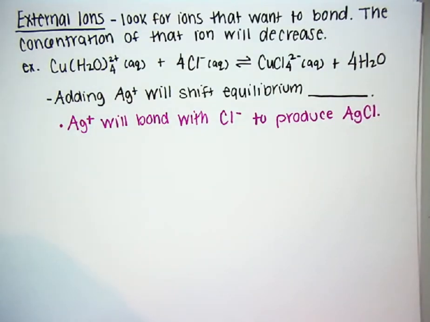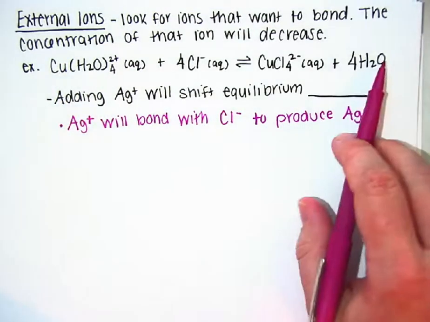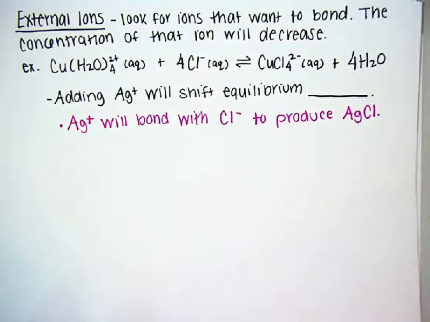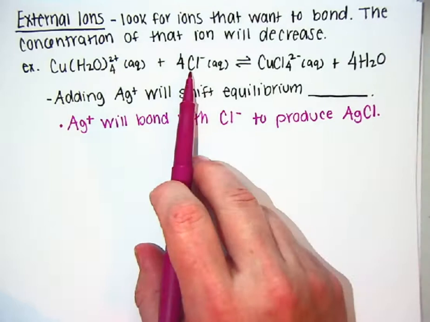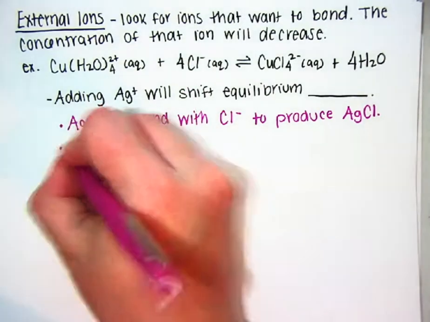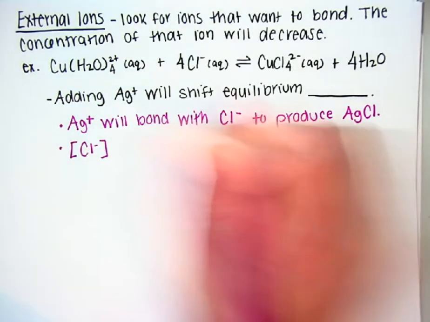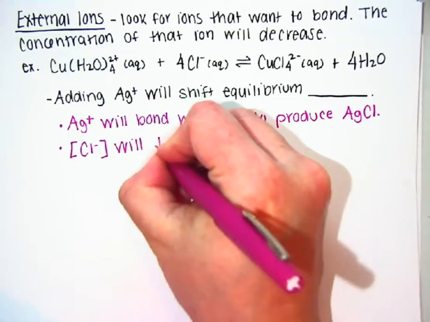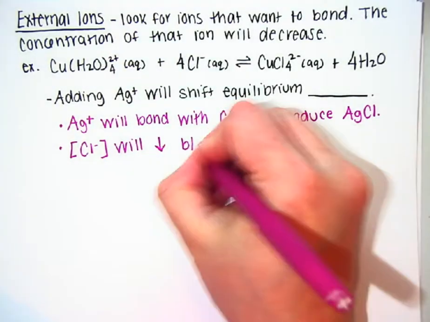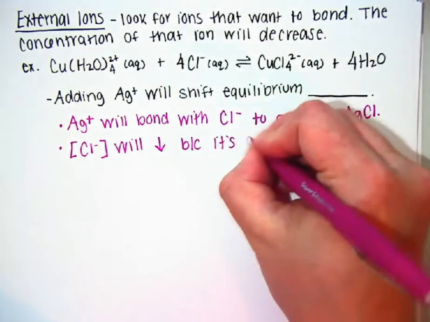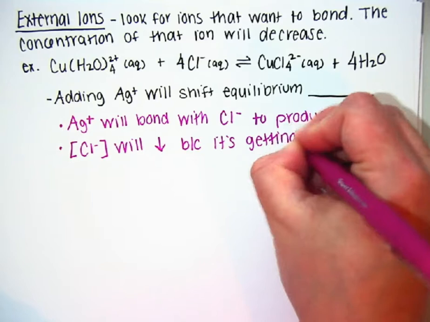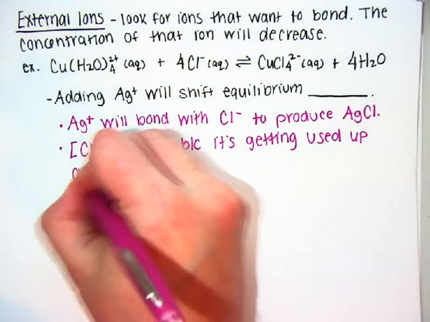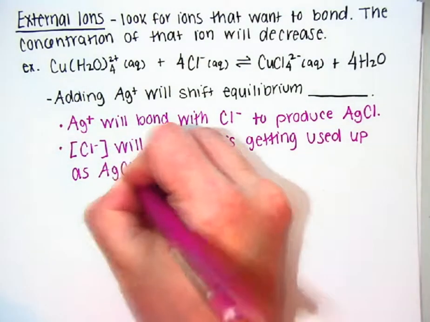So I add silver. It's an external ion because silver is not part of the reaction. When I add silver, it's going to start bonding up all the chloride to produce silver chloride. So what's happening to the concentration of chloride? Well, the concentration of that ion will decrease. Because it's getting used up as silver chloride is produced.